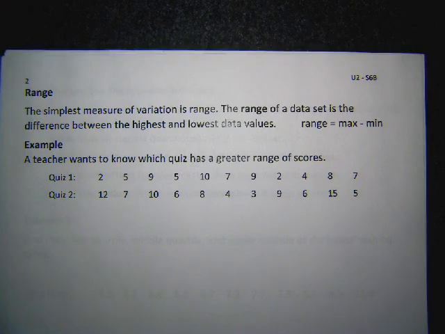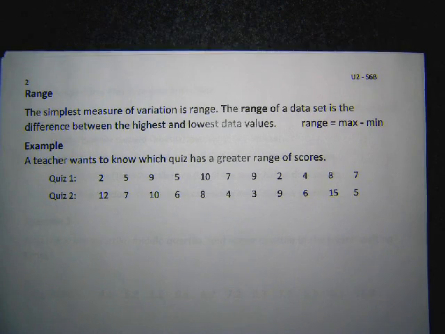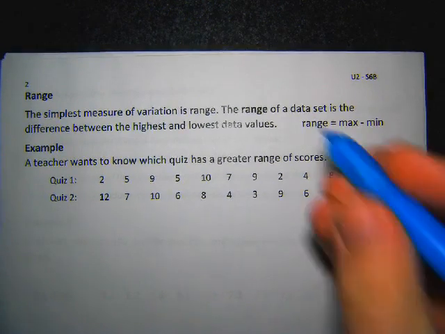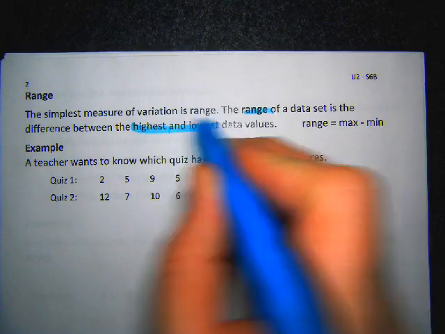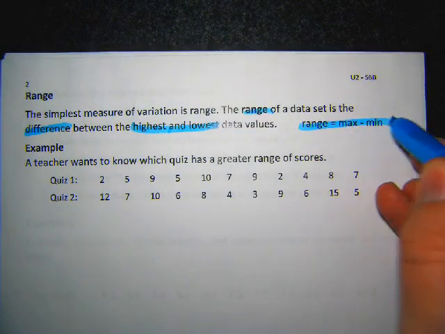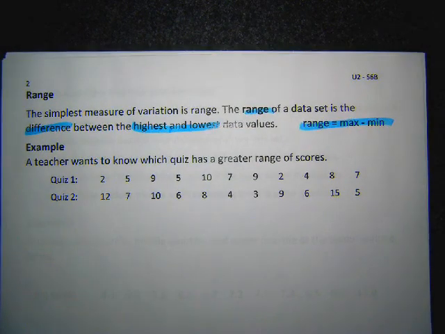Range is just the highest value minus the lowest. It's the max minus the min. That's all range is. You just take the biggest number and the lowest, and find the difference. Range is just max minus min. I didn't write it on the formula sheet, so you do need to know this for the test, but it's just max minus min, top minus bottom.